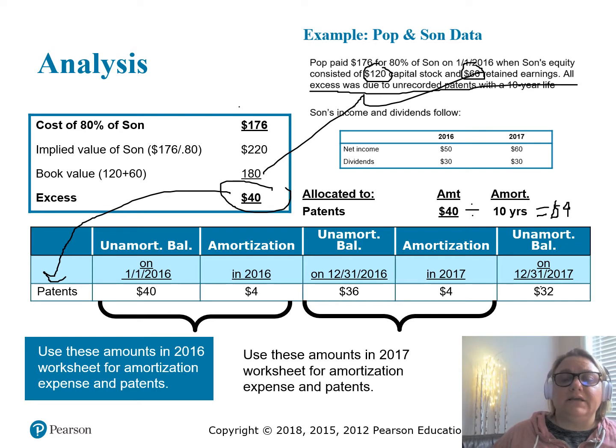The unamortized balance, 40 minus 4 equals 36. Right here. The amortization each year in 2017, the very next year, is $4. Remember, $4 each year. So now we know our unamortized balance on the very last day of the year.